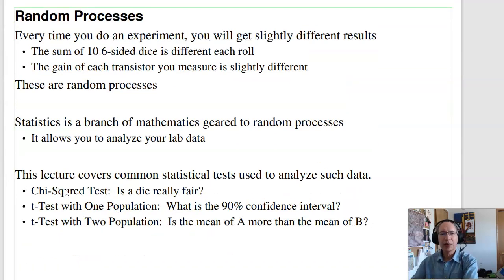Now, a random process is the following. Every time you do an experiment, you get a slightly different result, and that's true of most experiments that you're going to run. No matter how careful you are in setting up the experiment, you're always going to get slightly different results. For example, if I roll 10 six-sided dice, like cast a level 10 fireball, each time I roll the dice, I'm going to get a different answer. If I take a transistor out of a bin and measure the gain, each transistor's gain will be slightly different. These are random processes. Statistics is a branch of mathematics geared towards random processes.